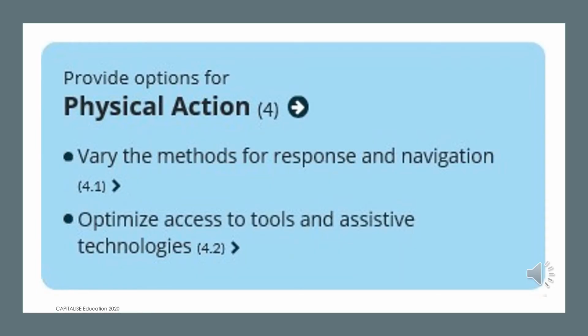The third guideline in the access layer of the Universal Design for Learning framework focuses on how students physically engage in the learning process. The focus of this guideline and the associated checkpoints is the multiple ways that students can engage and demonstrate what they can do, talking about using tools and assistive technology, as well as looking at varying the methods for response, both in terms of what they've learned and how they navigate information.